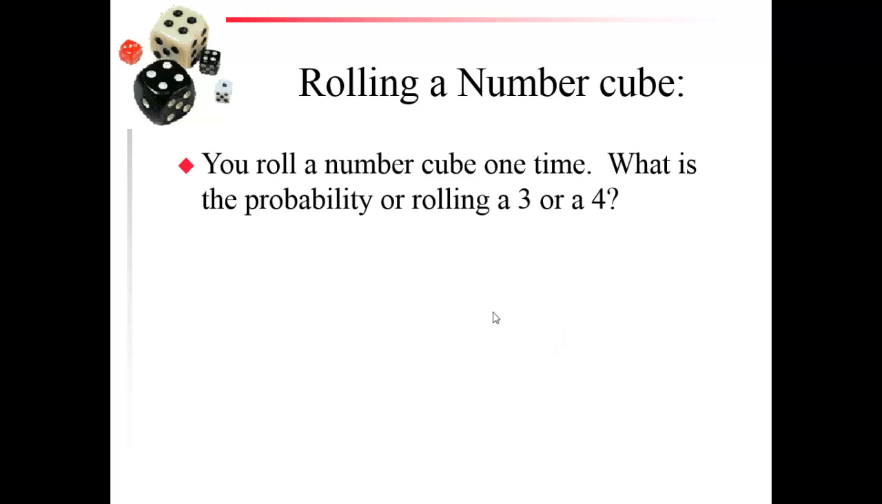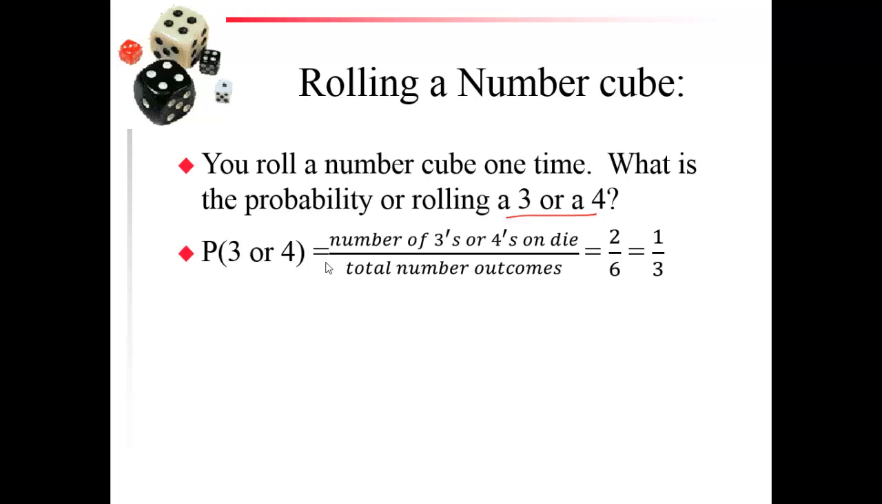On a number cube, if I'm going to roll a number cube 1 time, what is the probability of rolling a 3 or 4? So theoretically, there are 2 different possible outcomes at work, a 3 and a 4. And there are 6 total outcomes on the die, or the number cube. So that ratio simplifies to 1/3.